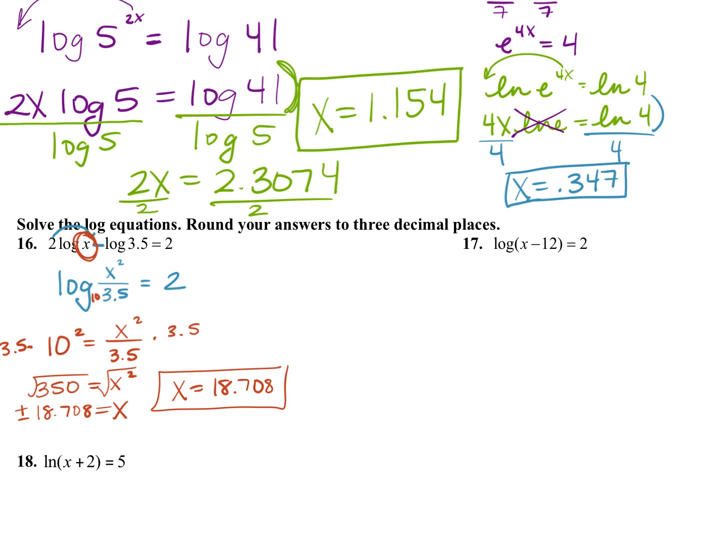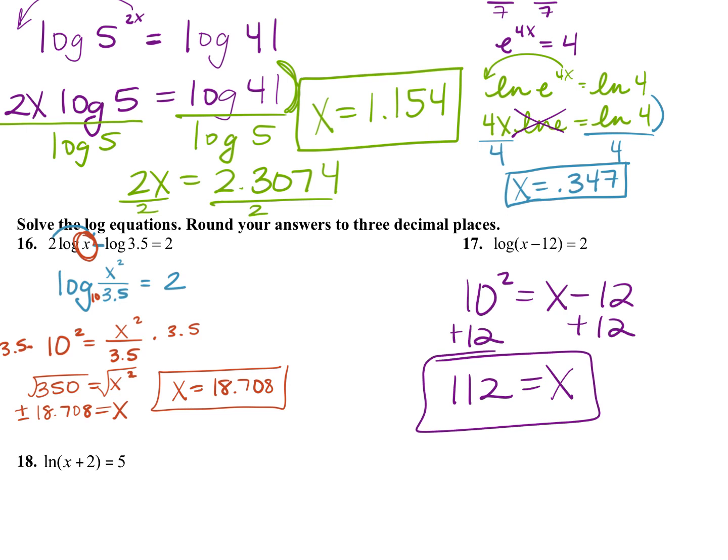17. What do you do with this one? 10 to the second equals x minus 12. Right. This is isolated, right? Because of those parentheses, we're taking the log of the whole thing. So this is 10 to the second power equals x minus 12. This one's lovely. So 100 plus 12 is 112. We like those ones, huh?